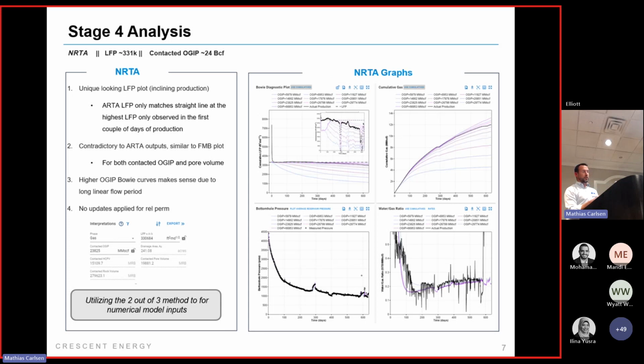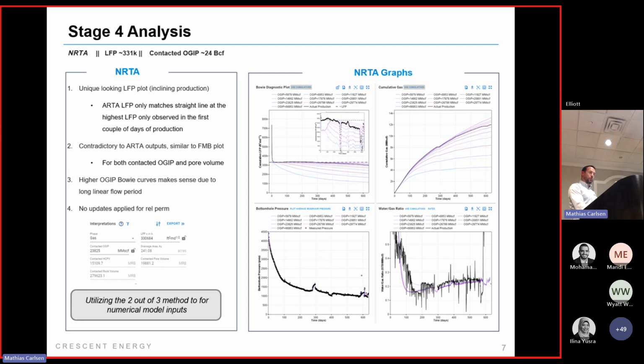I doubled my contacted OGIP from material balance to ARTA and started to think, wow, that ARTA is telling me I could get 50, 60 BCF out of this well. That's a little uncomforting thought to it all. But then I did follow a lot of standard default plots in RTA, and then I started getting comfortable. It did match a little bit better to what I saw in flowing material balance.